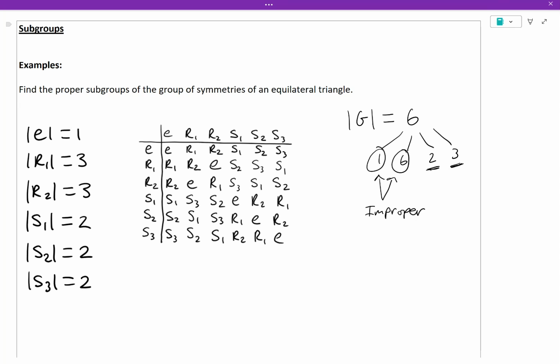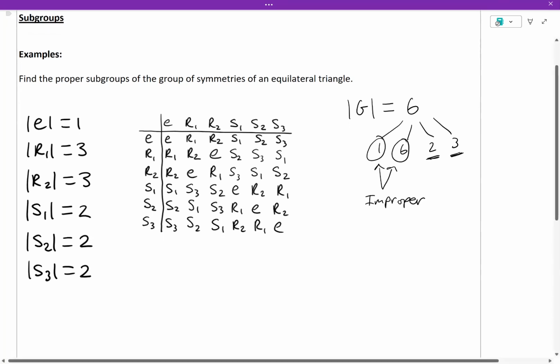So we can find them by finding an element of order 2 and generating its powers, and then we could do the same for order 3. Find an element of order 3, write out its powers, and you'll have yourself your subgroup.